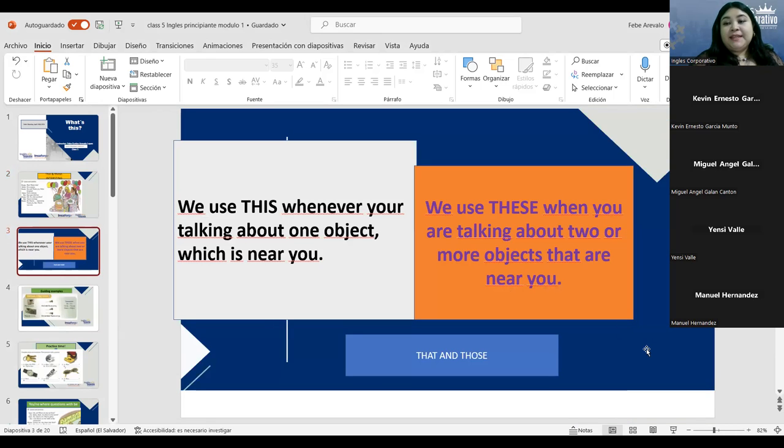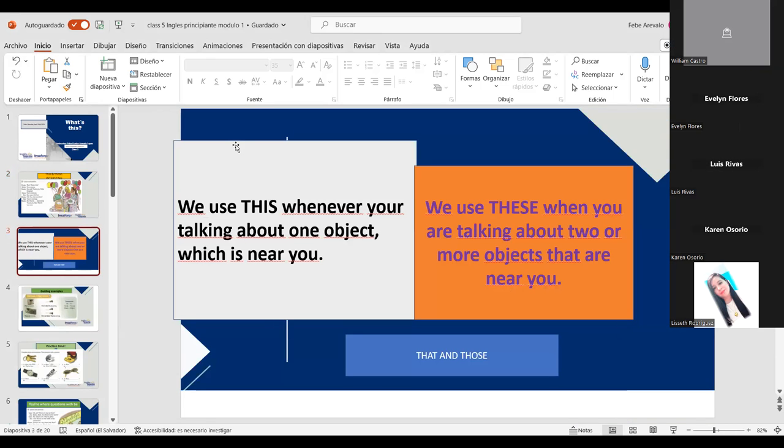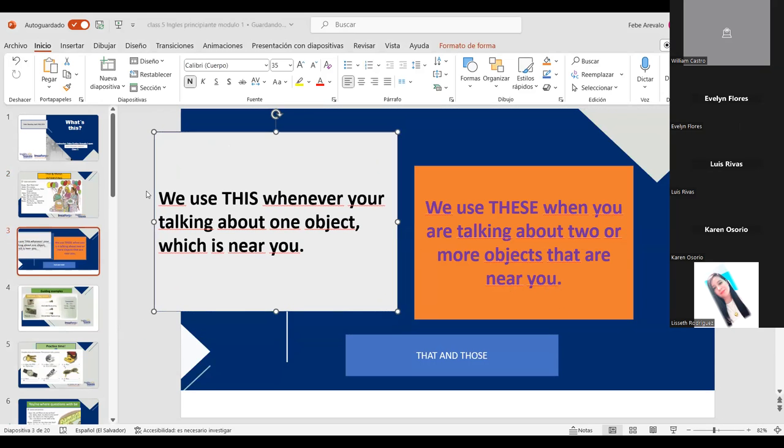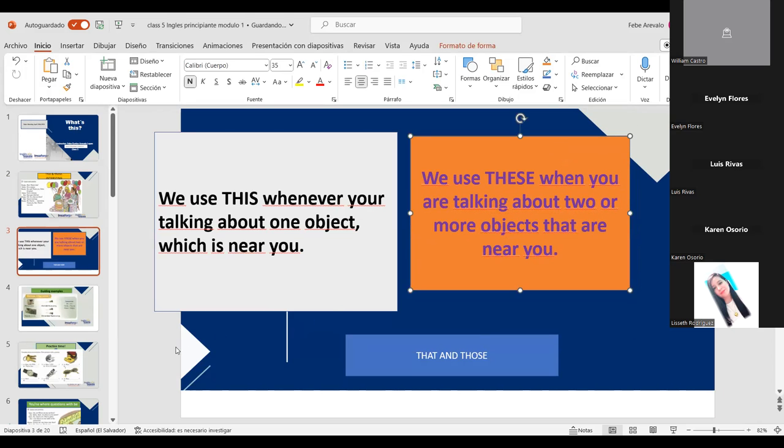Vamos a ponerlos a practicar el speaking. Vamos a pedirle a Evelyn Flores. Tell me, when do we use this? We use this whenever you're talking about one object which is near you. Perfect. Thank you. Luis Rivas, when do we use these? Your microphone, Luis. When you use these, when you are talking about two or more objects that are near you. Perfect. Thank you, both of you.